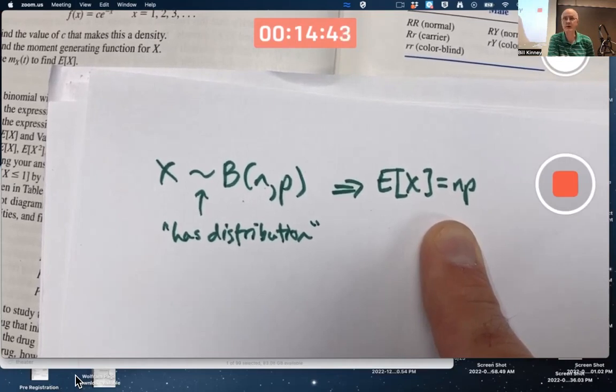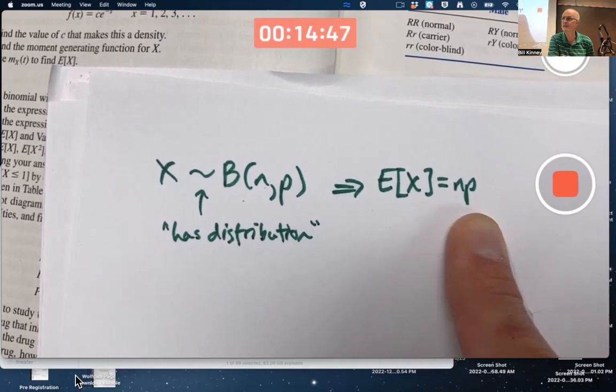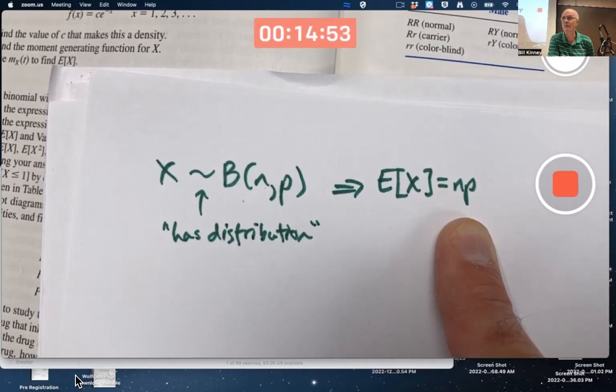If I'm a 40% free throw shooter and I do 10 attempts, probability of success 0.4, 10 times 0.4 is 4. I would expect to make close to 4 of my free throws. If n is 100, if I'm trying 100 of them, 0.4 times 100 is 40.